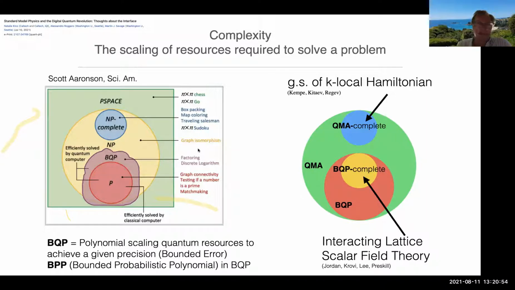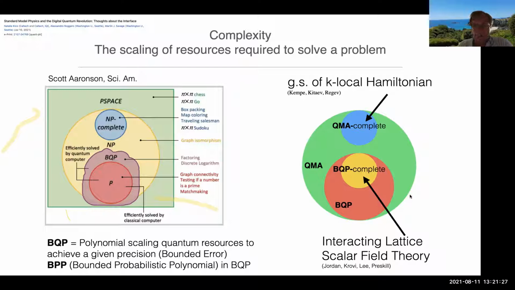And so since that time, there's been progress in understanding the complexity classes of some generic problems for quantum devices. Here on the right, we see a rough sketch analogous to the one on the left. There's BQP, there's BQP complete. BQP is bounded polynomial scaling quantum resources, BQP complete, and then outside of that we have QMA and QMA complete.